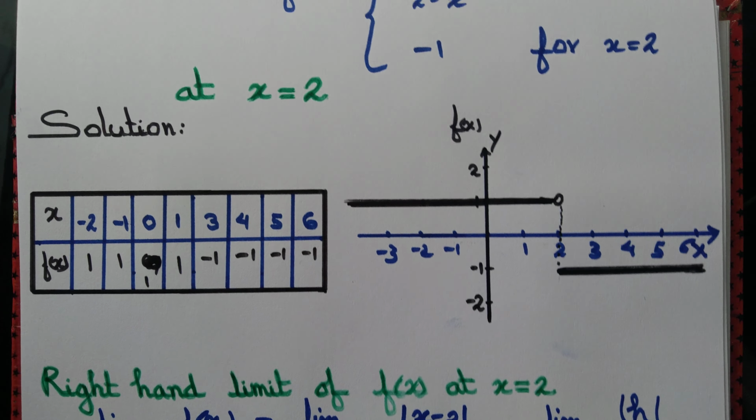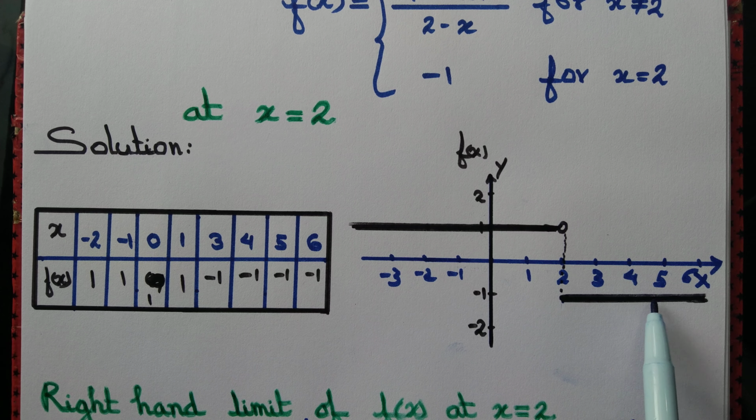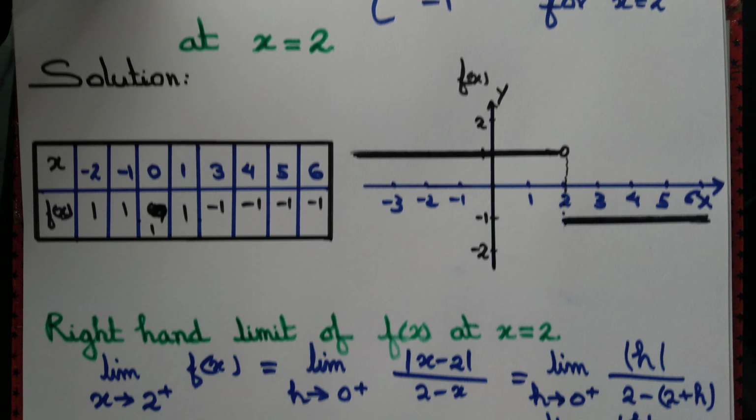Okay, let's look at the graph. If I take x greater than 2, f(x) is always equal to minus 1. So as I approach from the right hand side, I get the value of f(x) exactly equal to minus 1, and I approach minus 1. That's fine. From the right hand side, I approach minus 1. How about from the left hand side?